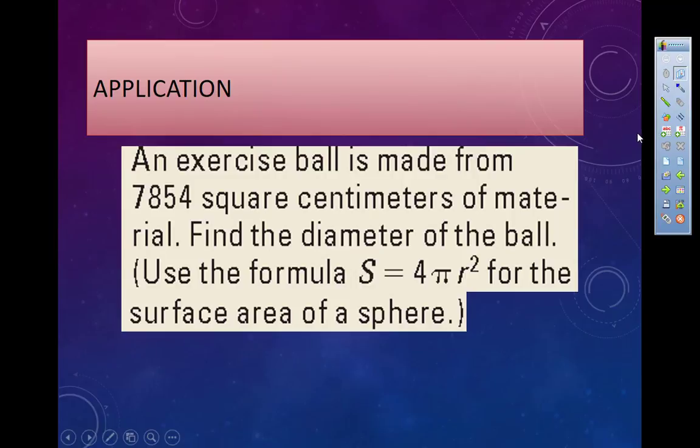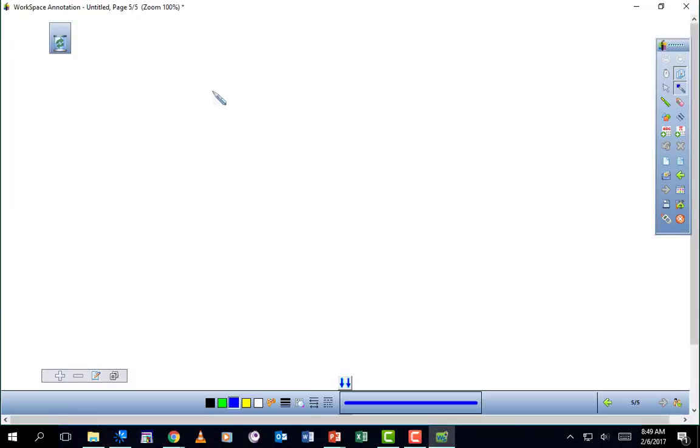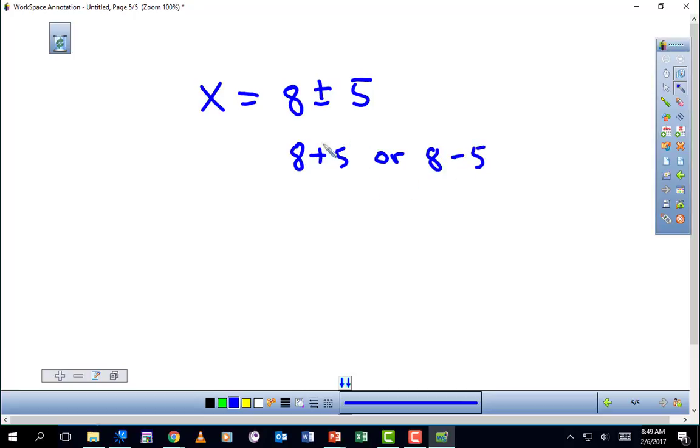Yeah. Plus or minus change the number at all? Well, let's talk about that for a second. When you have x equal to 8 plus or minus, say, 5, it doesn't change any number. It just gives you two answers. So one answer is 8 plus 5, or the other answer is 8 minus 5. And usually in this case, since they're just numbers you could easily calculate, you then go one step further and say, well, x is equal to 13, or x is equal to 3.